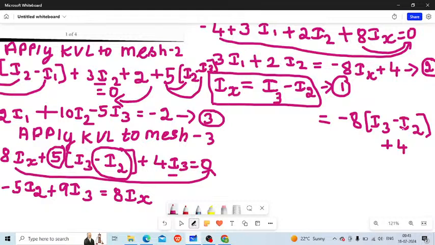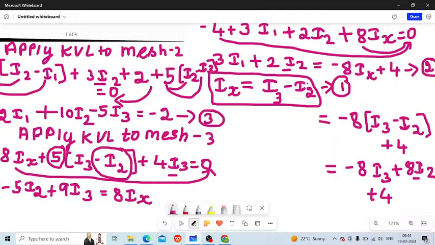Right? Okay. So if you take it, you get minus 8i3 plus 8i2. This plus 4 will be as it is, students. Plus 4 doesn't have any changes, right? Now you can see here, if you compare, here it is i2 and here also it is i2, right?